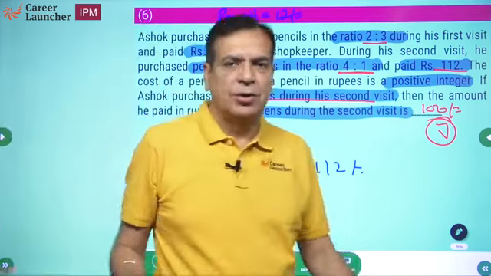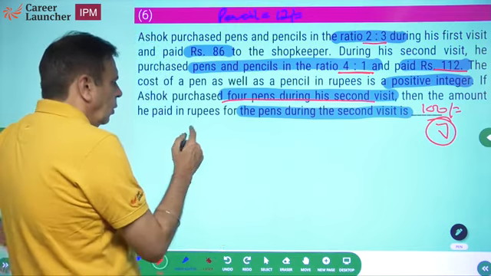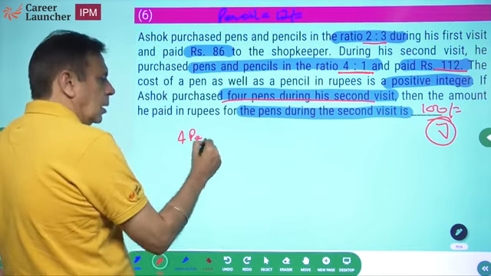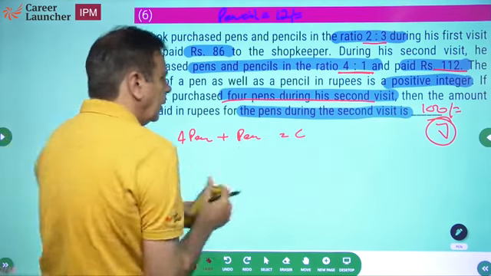Okay. Now what was the jugaad here? I compared the equation. I made the equation equivalent. So the original equation was 4 pens plus pencil equal to what was this? 112 rupees.